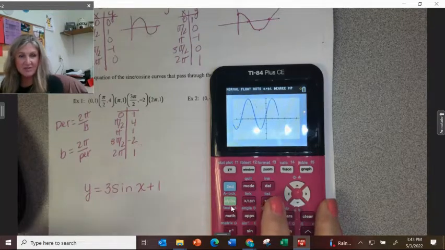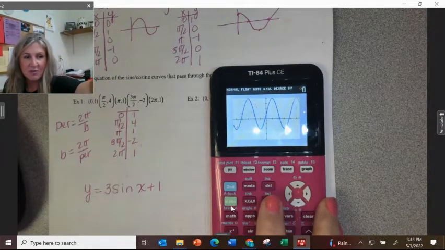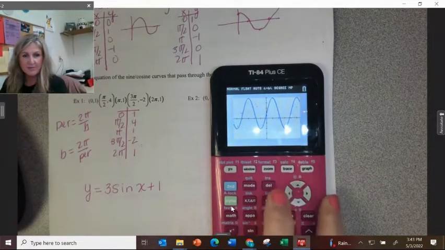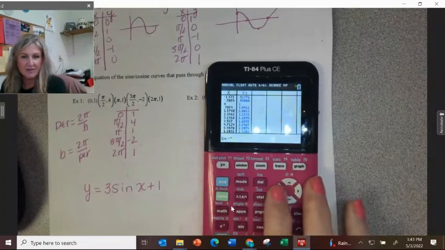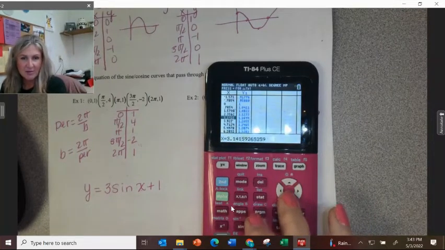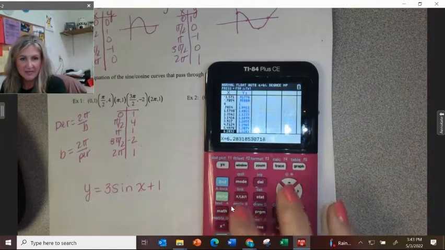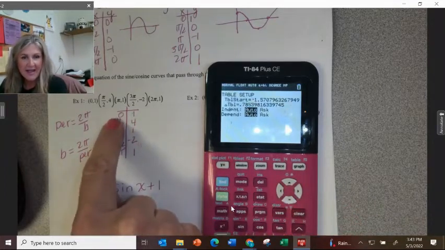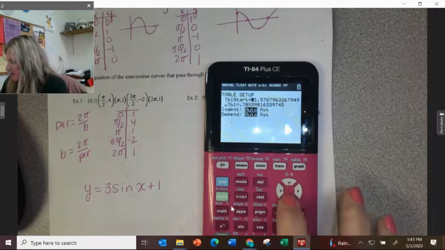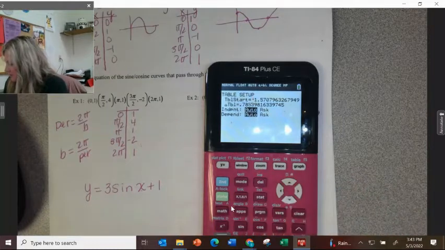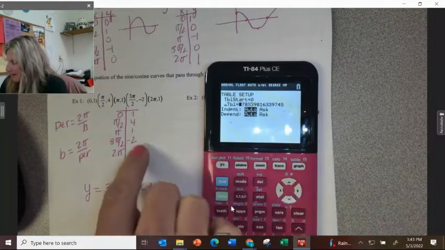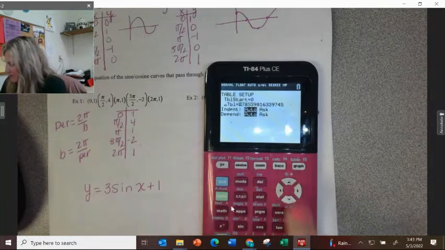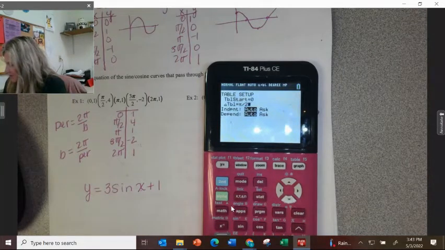I just want to check those 5 key points. So what I'm going to do then is go to my table of values. Right now, this table is all messed up. It's not correct based on what we're doing, so I'm going to have to change that setup. My x values are starting at 0, and I am going up by pi over 2. So pi divided by 2.